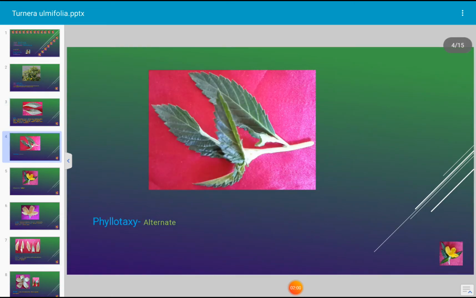Next. This is the alternate phyllotaxy shown in the photograph. Phyllotaxy means arrangement of the leaves on the plant stem. That is known as phyllotaxy, and phyllotaxy in Turnera ulmifolia is alternate.